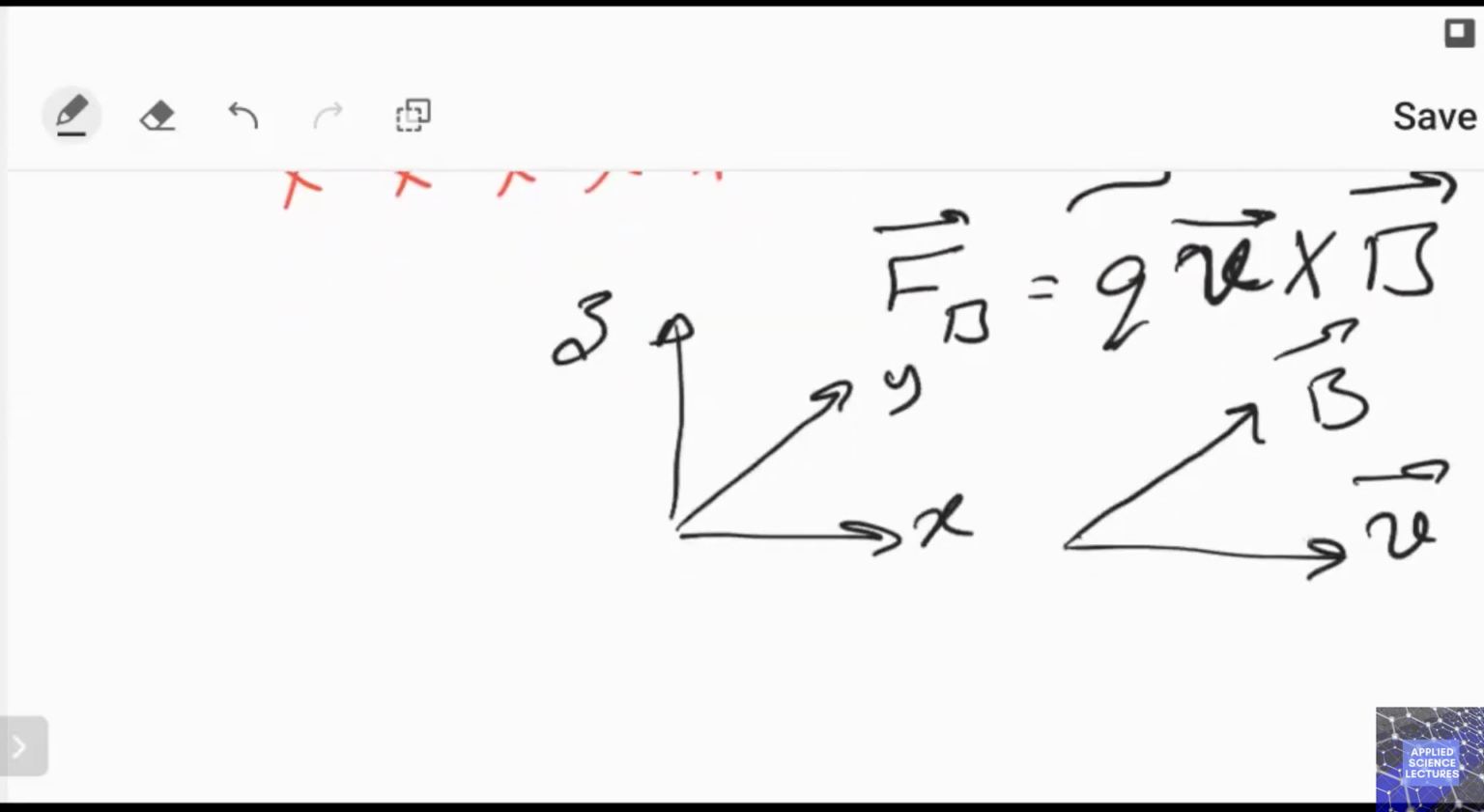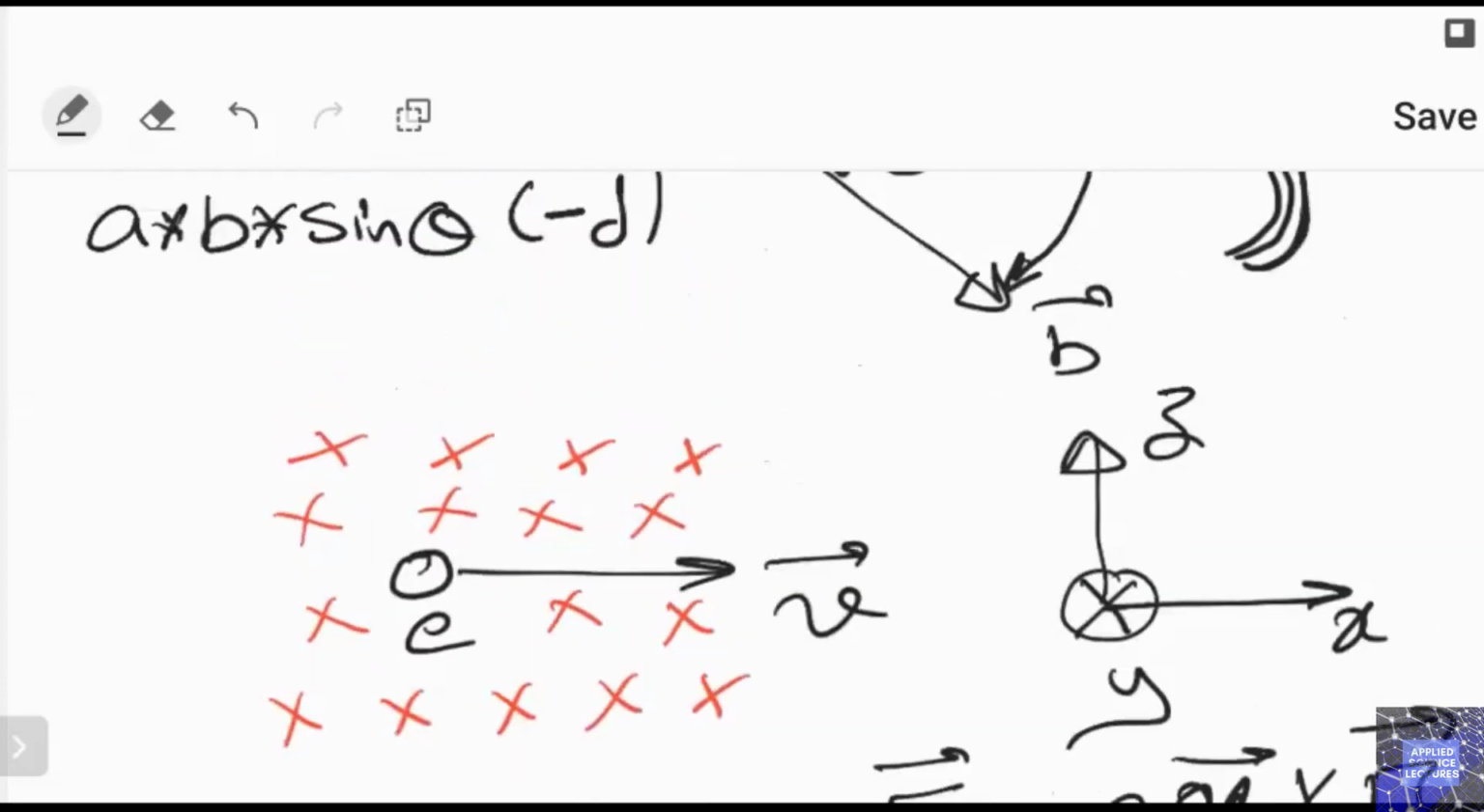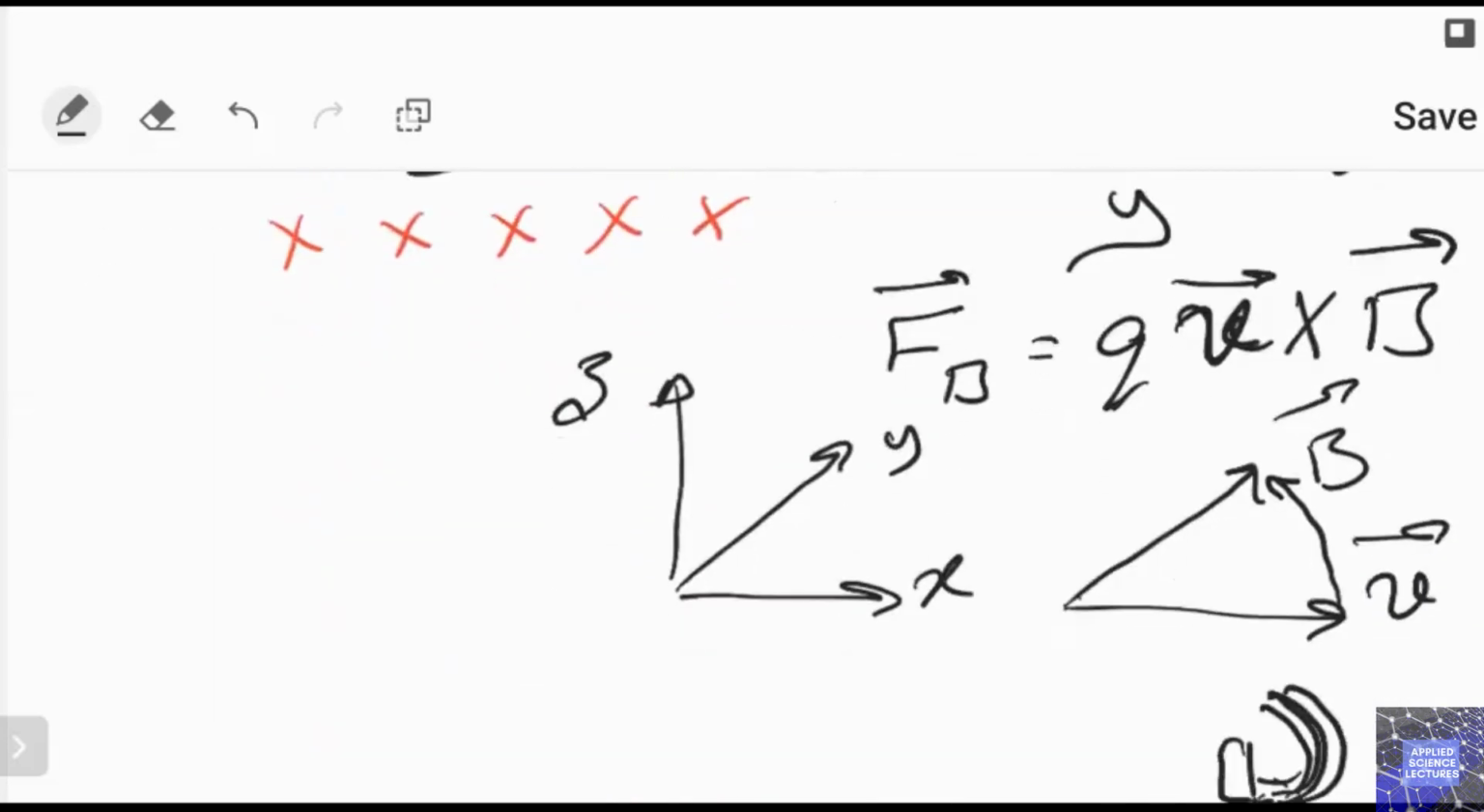In this case, I will be going again from the vector V toward the B. So if I am to draw the right hand here, I will be drawing it like this, where those are the fingers, and my thumb is going to be pointing up like this. So my direction would be along the positive z-axis.